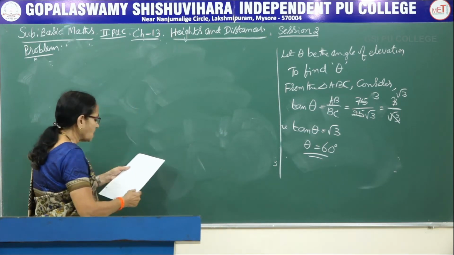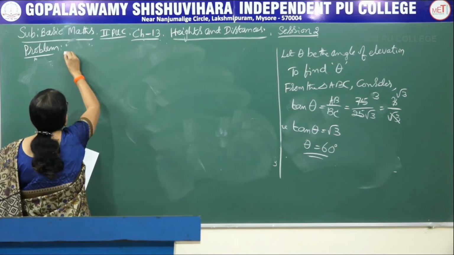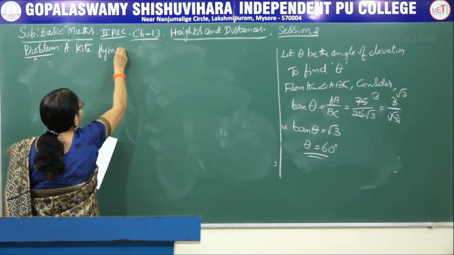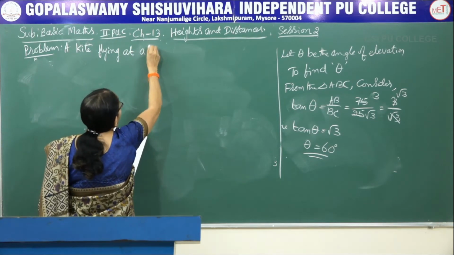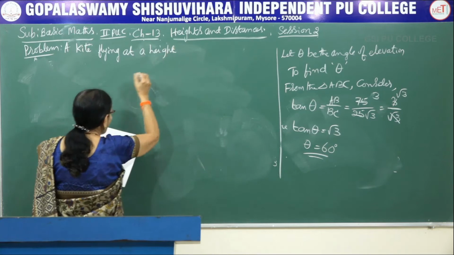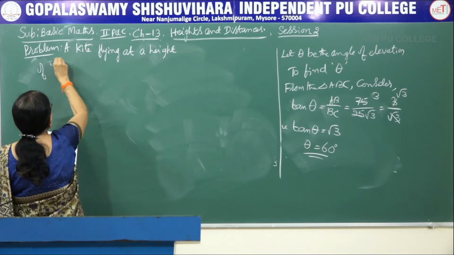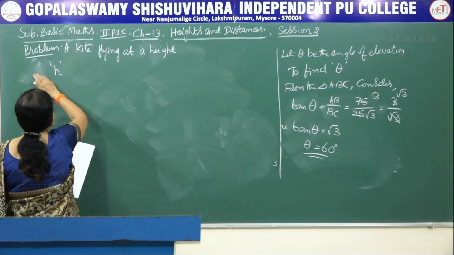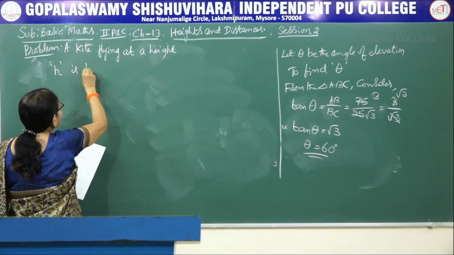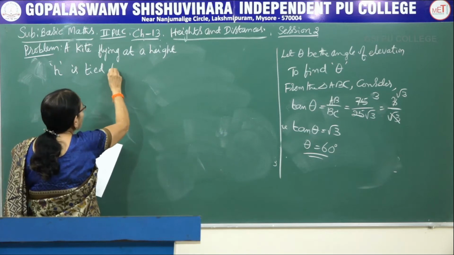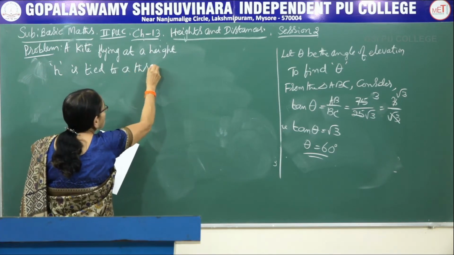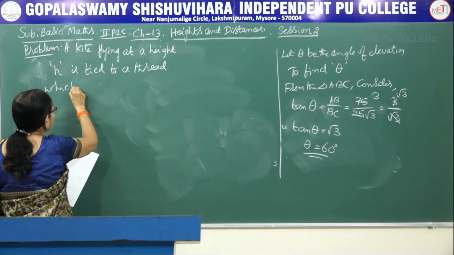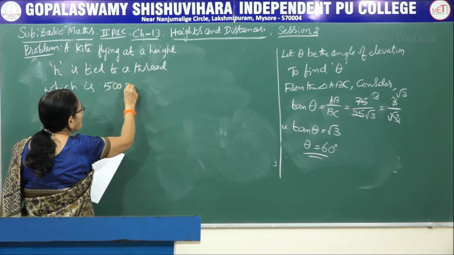Again here also we are calculating the angle of elevation. A kite flying at a height of h, again in general h is given, is tied to a thread which is 500 meters long.